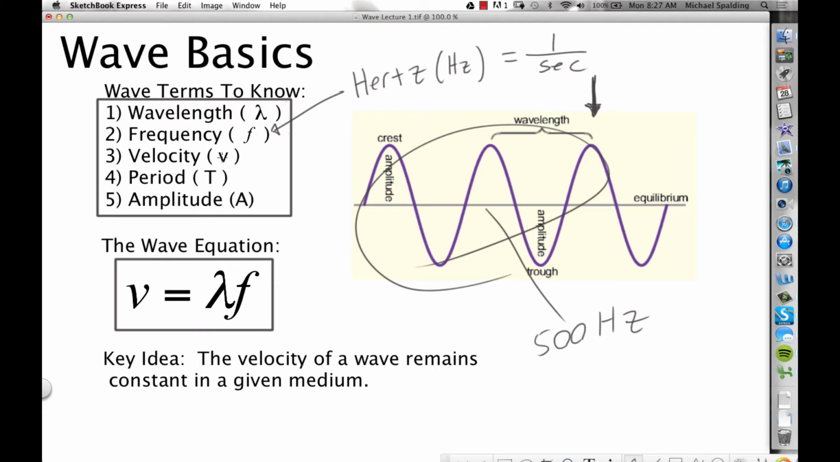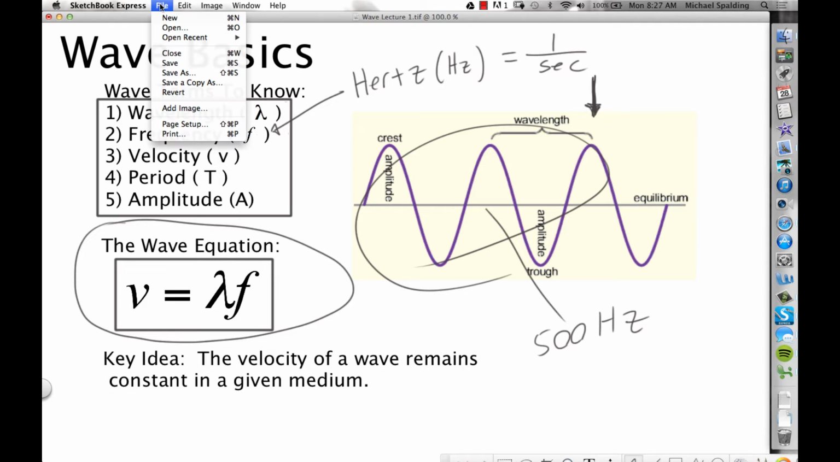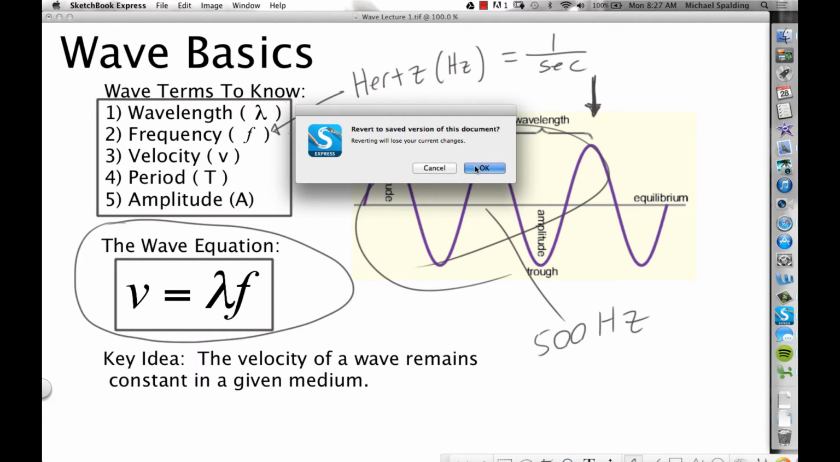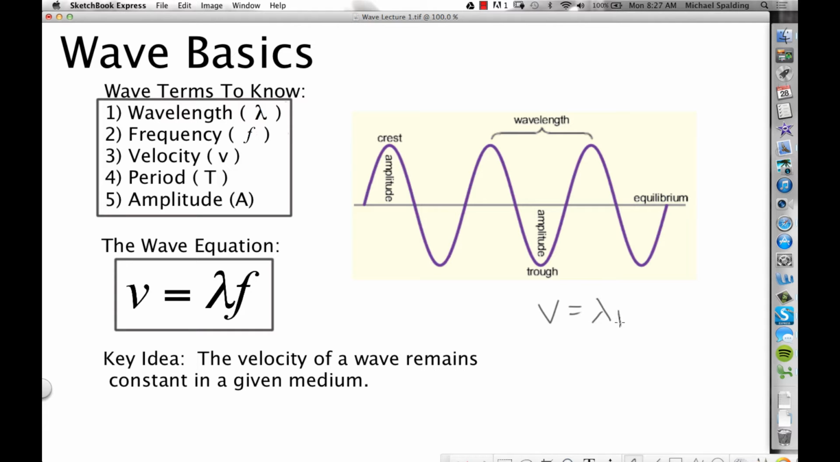Okay, next term, velocity. Now come down here. I call this the wave equation. The velocity of a wave can be found by multiplying the wavelength by the frequency. And let's just look at why that works. It's pretty simple. Velocity is wavelength times frequency. What's wavelength measured in? Meters. What's frequency measured in? 1 over second, which is called the hertz. What does that come out as? Meters per second, which is velocity. Wavelength times frequency is velocity.